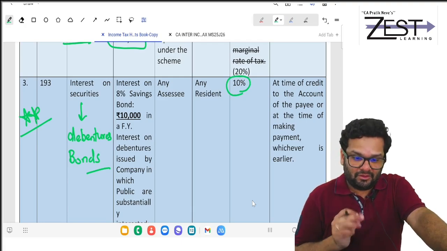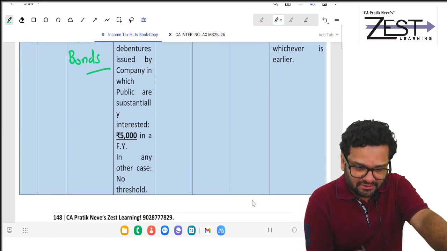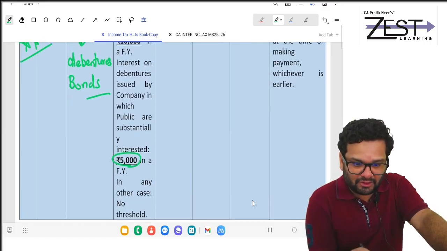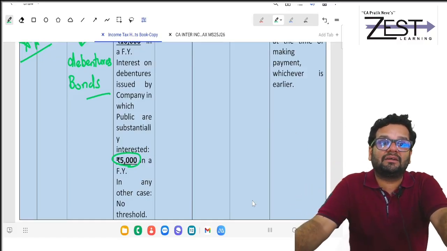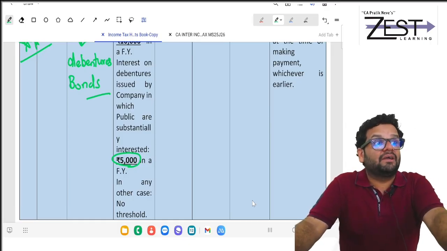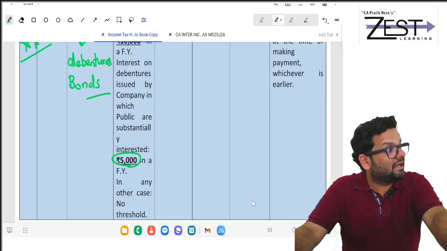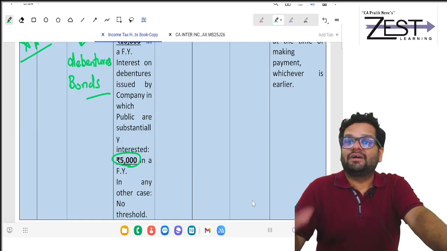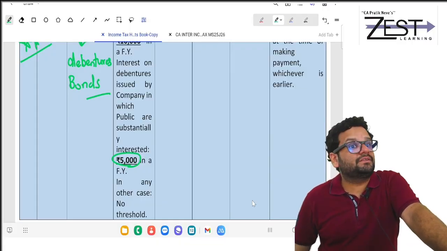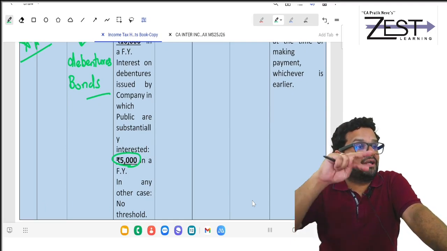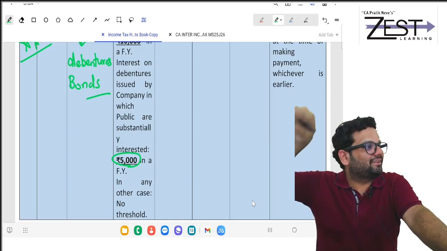Okay. See, what is the threshold? Only one threshold you keep in mind. If it's debentures, then the threshold is 5,000. Means if debenture interest exceeds 5,000, TDS should happen at 10%. If debenture interest is 6,000, TDS will happen on the entire 6,000. That is the meaning of threshold. Threshold means beyond that, if the amount goes, then the law is applicable on the entire amount.